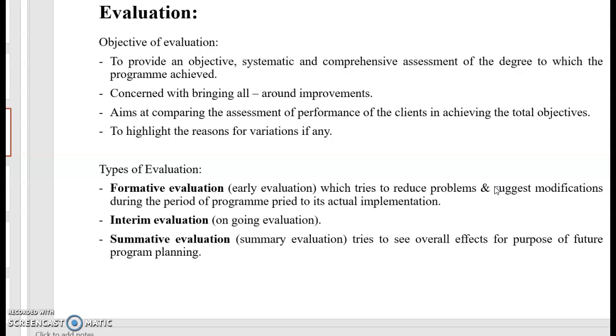Types of evaluation: formative evaluation, which is known as early evaluation, which tries to reduce problems and suggest modifications during the program period prior to its actual implementation. Interim evaluation, which is known as ongoing evaluation. While working, you will evaluate each day's work. Then summative evaluation, which is also known as summary evaluation, which tries to see overall effects for the purpose of future program planning.